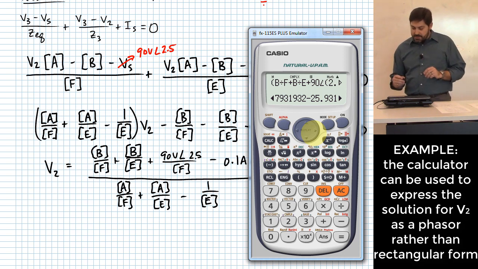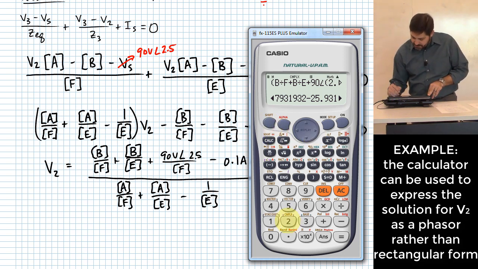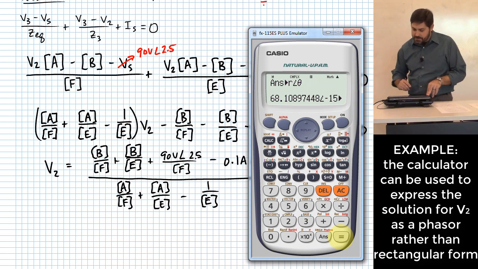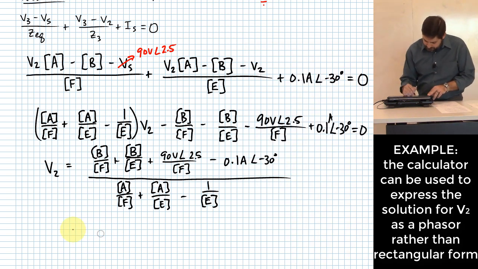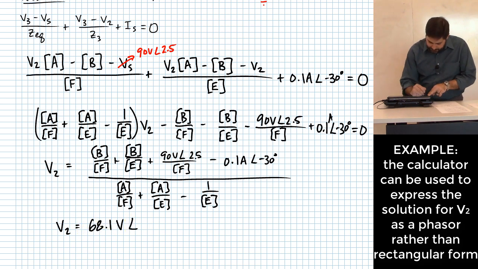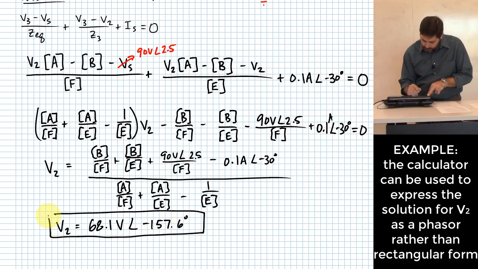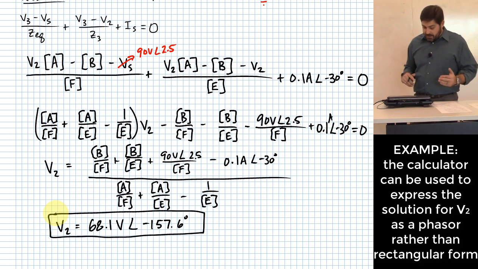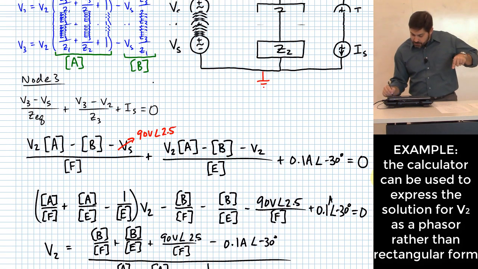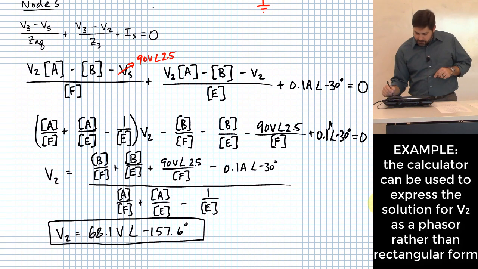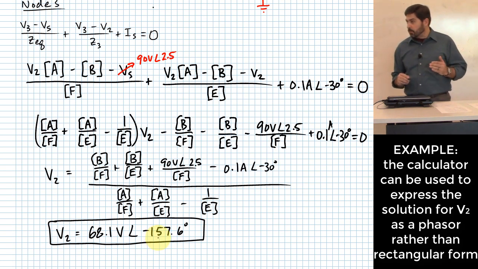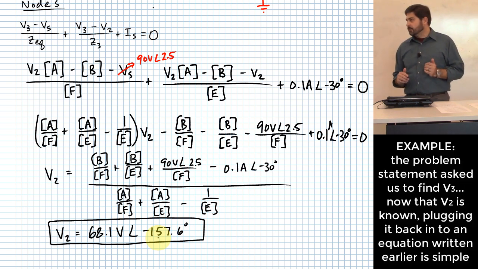Now, I don't really want to express it in rectangular coordinates as much as I want to express it in polar coordinates. So I'm going to hit the conversion there to get that into polar coordinates. That ends up giving me 68.1 volts at an angle of negative 157.6 degrees. Okay, and if we're going to interpret that in terms of time domain, that says that the voltage wave that is at node 2, which is up here, is going to have an amplitude of 68.1 volts and a phase shift of negative 157.6 degrees. Okay? Was that what we were looking for?